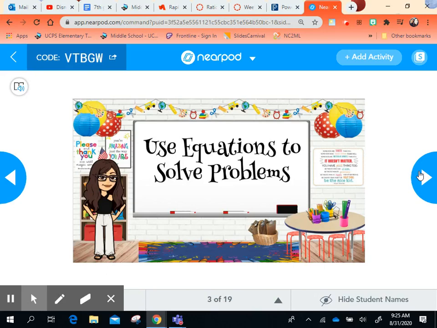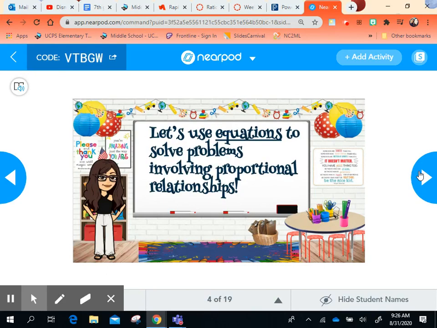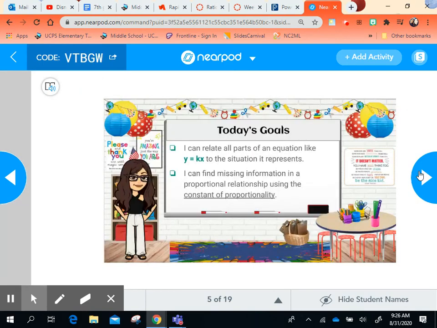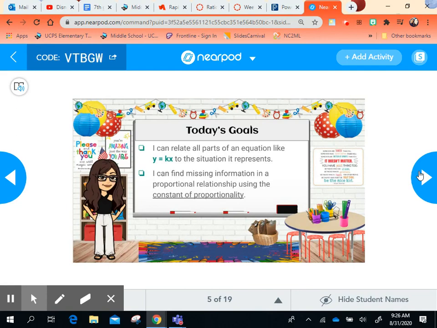Use equations to solve problems. So let's use equations to solve problems involving proportional relationships. So today's goals. I can relate all parts of an equation like y equals kx to the situation it represents. I can find missing information in a proportional relationship using the constant of proportionality.